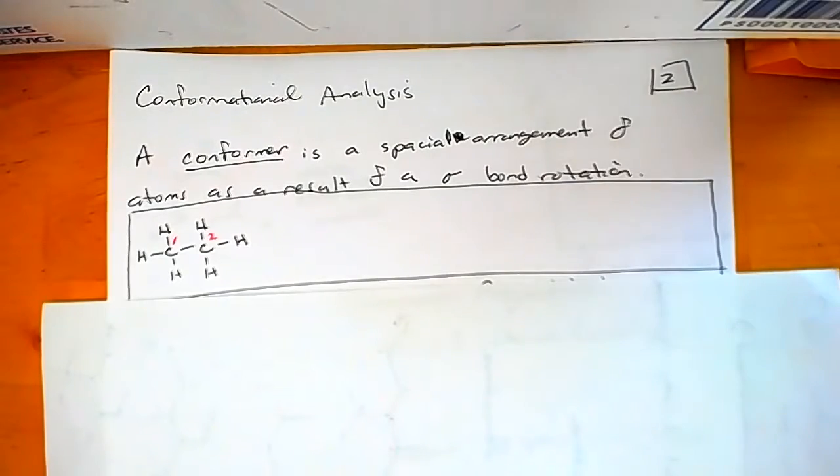So I figured I'll draw the structures out, and we'll go through that together. What a conformer is, is a spatial arrangement of atoms as a result of sigma bond rotation. If you're looking at two conformers, we're essentially talking about two molecules that are the same thing, but the atoms are arranged differently based on rotating around a sigma bond.